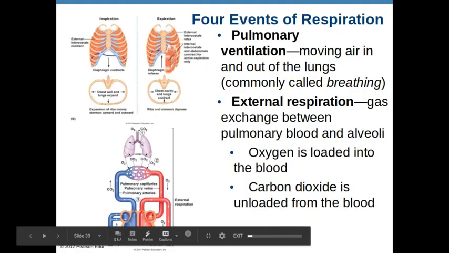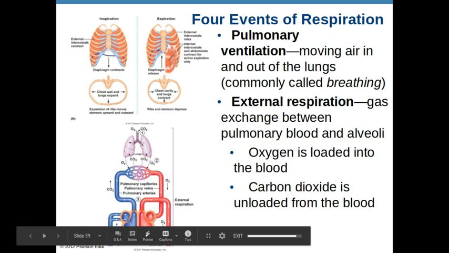So that process of breathing is what we call pulmonary ventilation. Okay. And remember, pulmonary meaning things related to the lungs. Okay. The next event would be known as external respiration. I think you know the meaning of those words individually. This is just gas exchange between pulmonary blood and the alveoli.